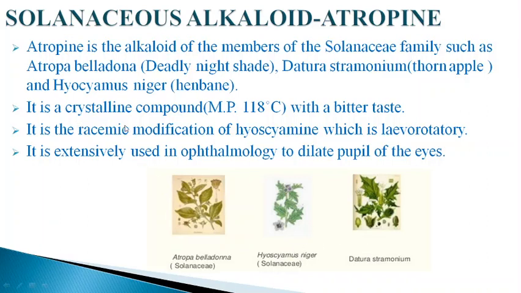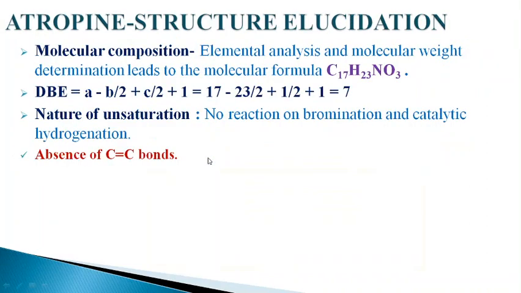It is a crystalline compound. Melting point is 118 degrees centigrade with a bitter taste. It is the racemic modification of hyoscyamine, which is levorotatory. It is extensively used in ophthalmology to dilate the pupil of the eyes.